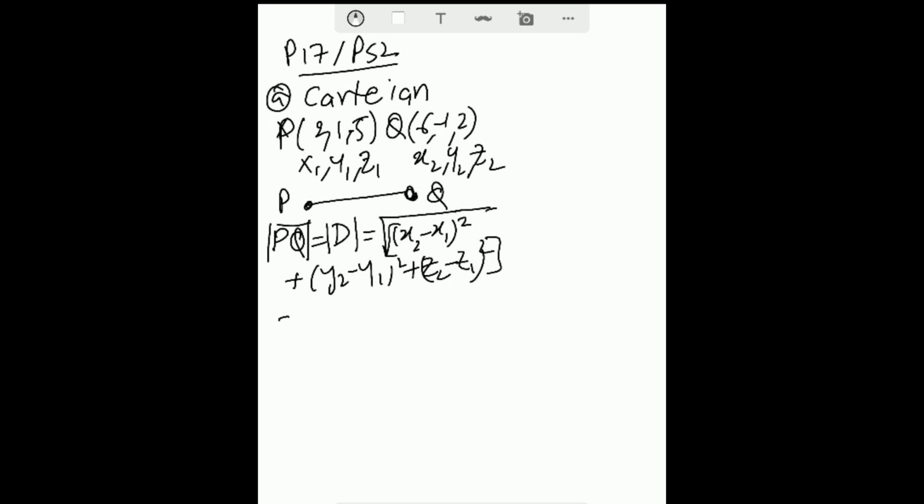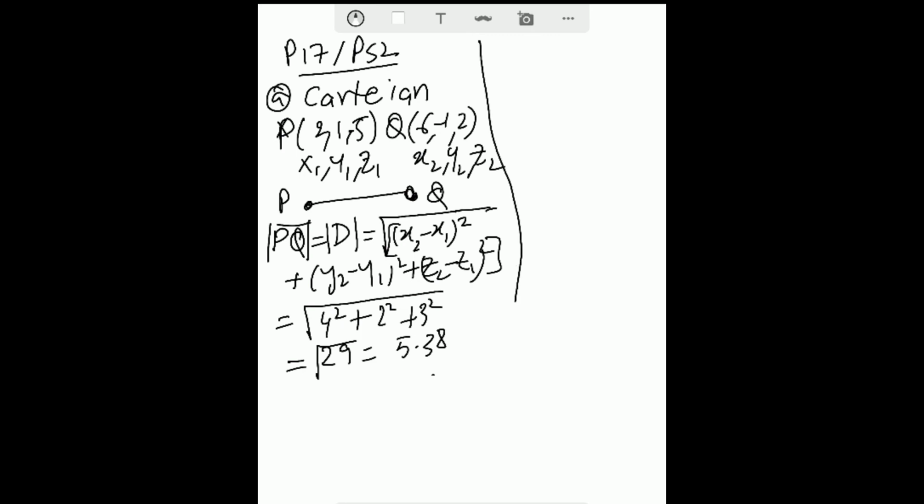So this is equal to, I just put these values there: 6 minus 2 is 4 squared, plus minus 1 minus 1 is 2 squared, plus 2 minus 5 is 3 squared, under the square root. That will be 16 plus 4 is 20, plus 9 is 29, square root, and this comes out to be equal to 5.38. So this is my first point.